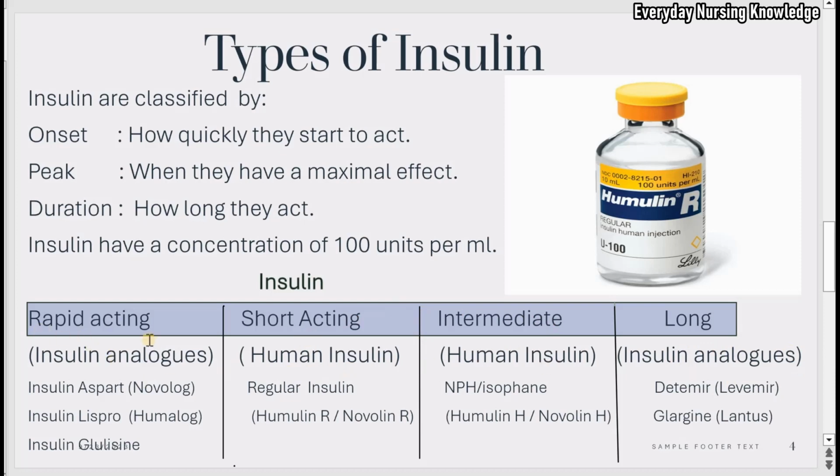Examples of rapid acting are insulin aspart, with the brand name Novolog, insulin lispro, with the brand name Humalog, and insulin glulisine. An example of short acting is regular insulin, with the brand name Humulin R or Novolin R. An example of intermediate insulin is NPH or isophane, with the brand name Humulin N or Novolin N. Examples of long-acting insulin are detemir or levemir, and glargine or Lantus.